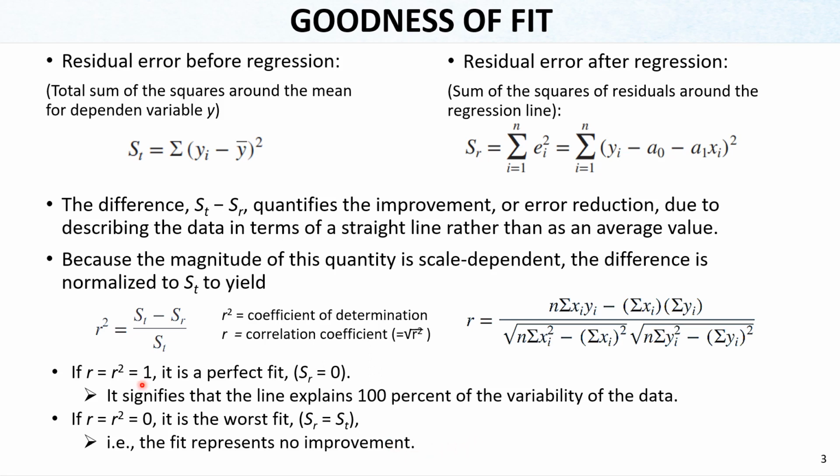So this means that if we get closer to 1 when we calculate R or R square, close values to 1 mean that we have a good fit, or the linear regression is good for that data. We can use it for that data.